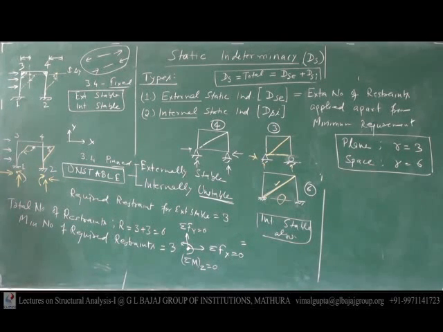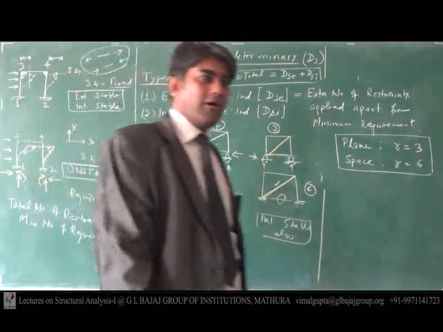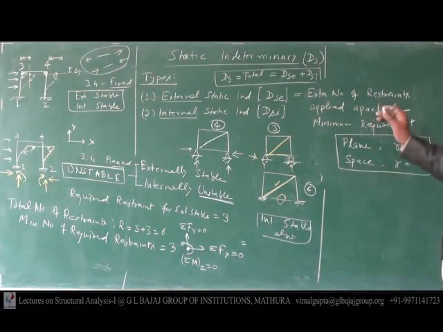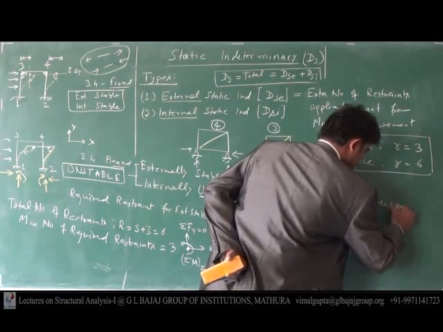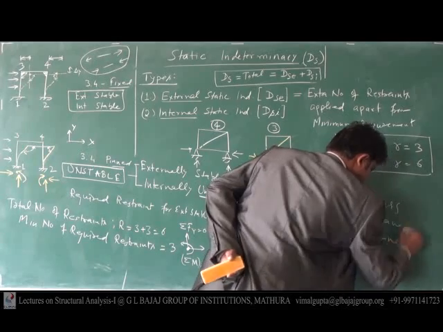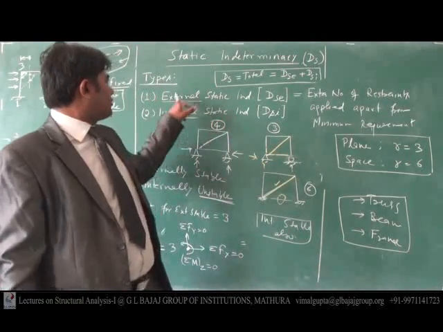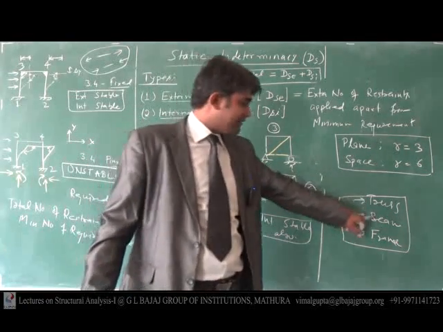So this is the concept of external static indeterminacy. And internally stable, I have told you the minimum number, and now I will discuss one by one, because in structural analysis we can have structures like truss, beams and frames. Generally we are dealing with 3 types of structure. Now I will formalize the expressions for both external as well as internal indeterminacy in case of truss, beam and frame.